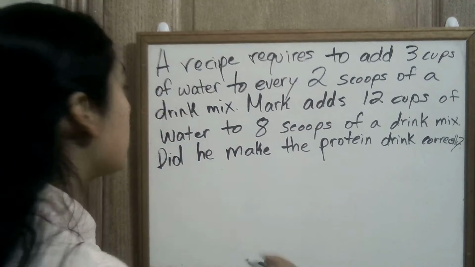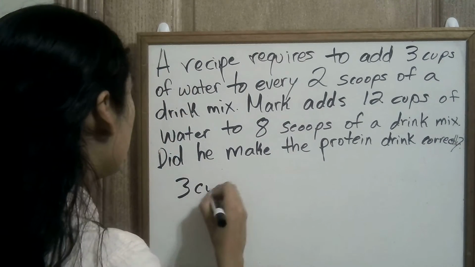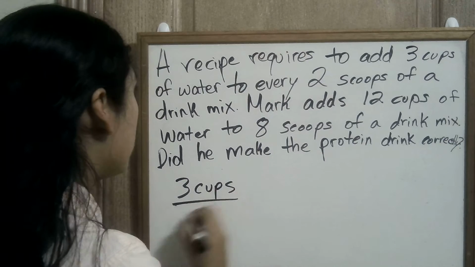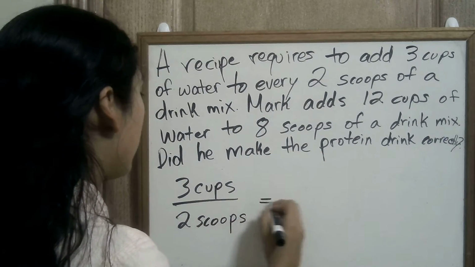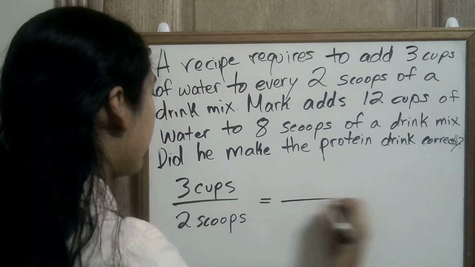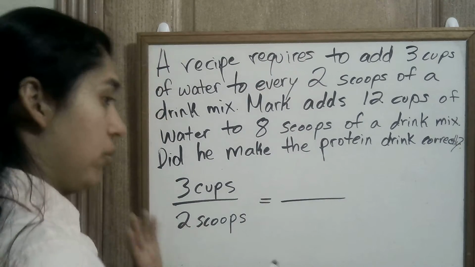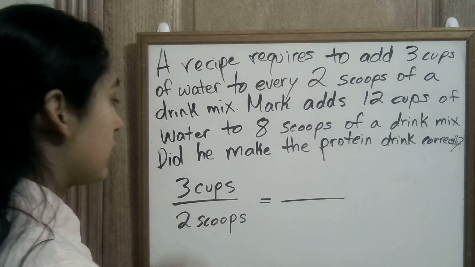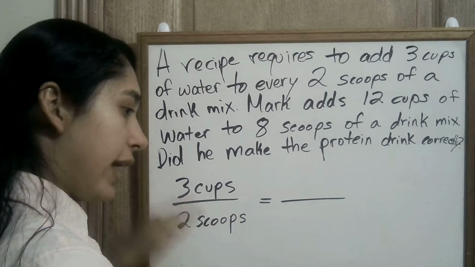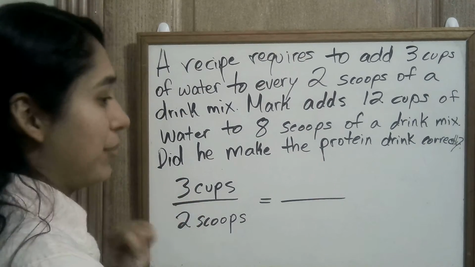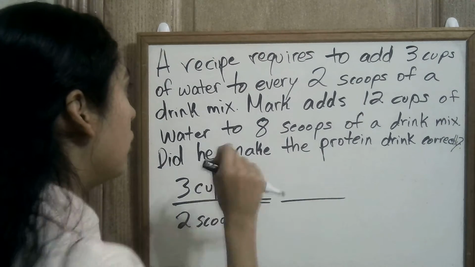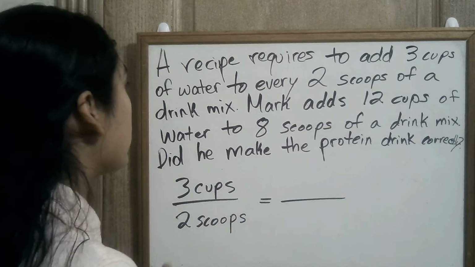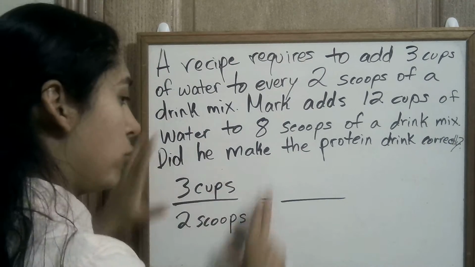Alright, so let's go ahead and set this up. We got 3 cups and 2 scoops. And before any of you start shouting heresy that I just said, well, with fractions you can't have 2 different units. You can, as long as you label it. So here we have the actual recipe. 3 cups for every 2 scoops, golden. This is what we want.